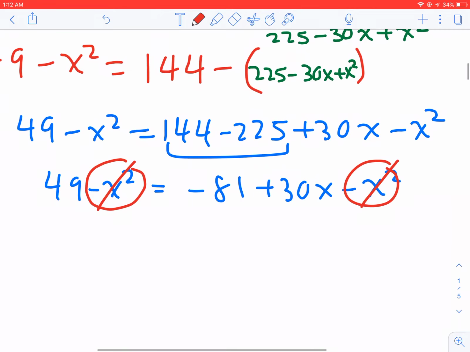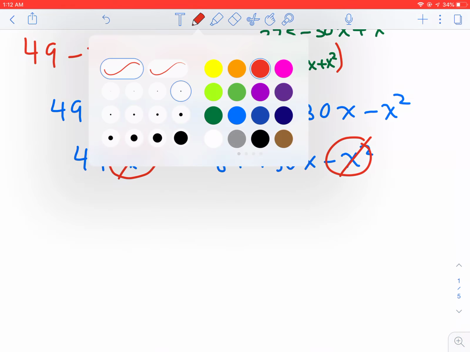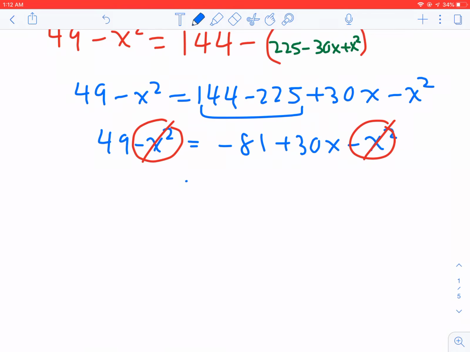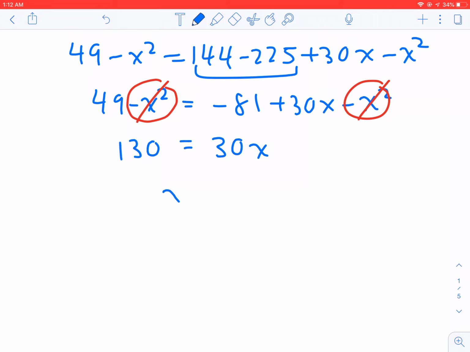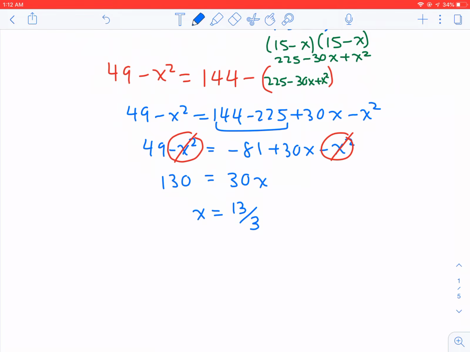out. So, not a quadratic. I'm sure you guys are happy about that. But solving this, adding 81 to both sides, we get 130 equals 30x. And so x is equal to 13 thirds. Woo! Alright, so we did all of that.